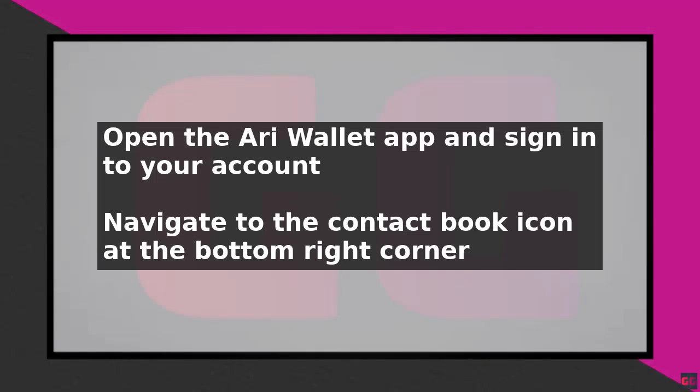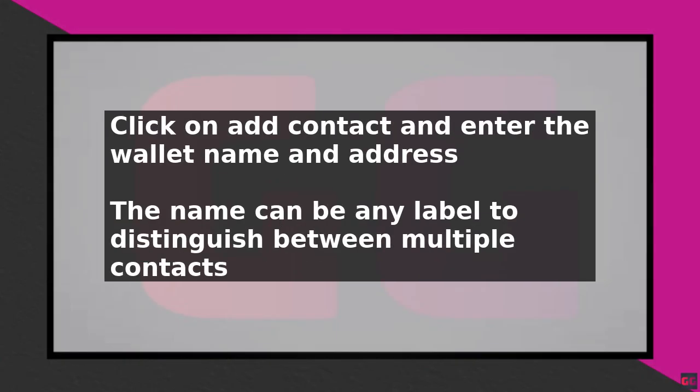To add an address book in the Ari Wallet app, start by opening the app and signing in to your account. Navigate to the bottom right corner, where you'll find the contact book icon, and click on it. This section is also referred to as the address book, and it's where you can store wallet addresses for easy access. To add a new contact, click on Add Contact and enter the wallet name and address.